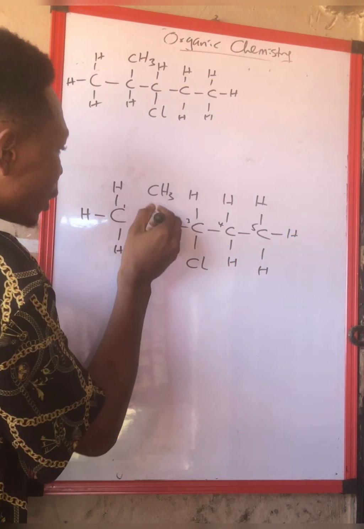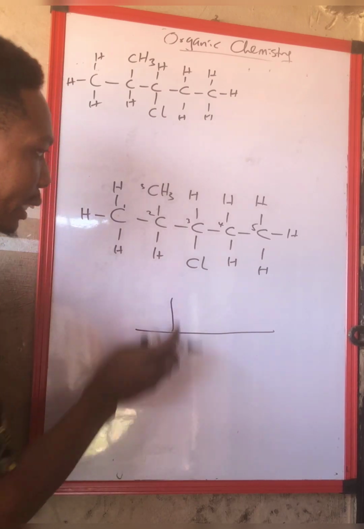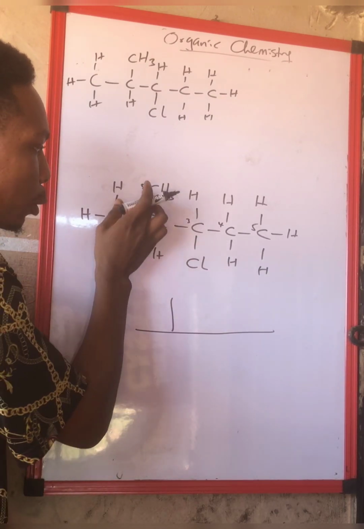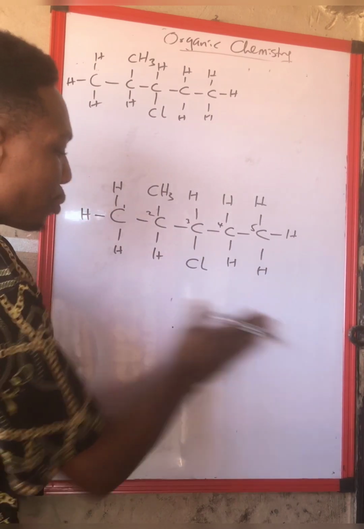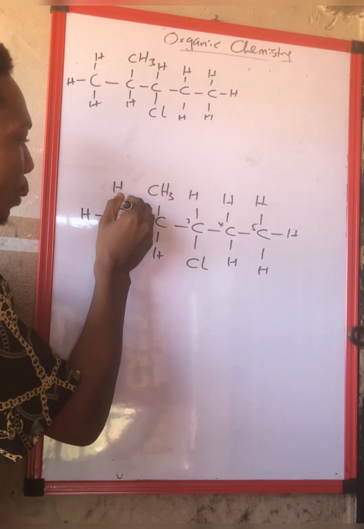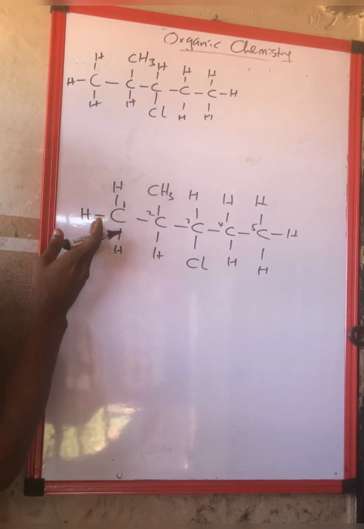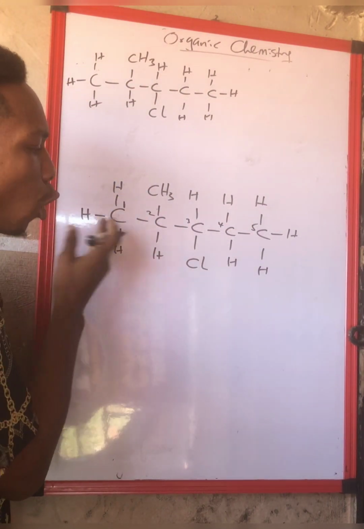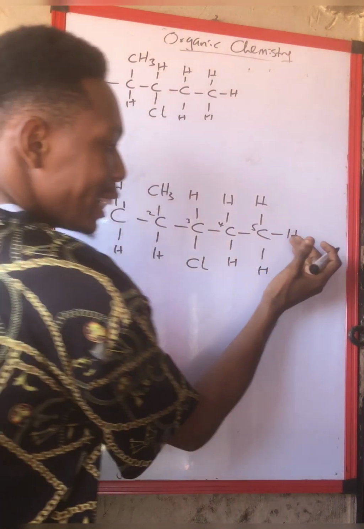this one is 1, 2, 3, 4, 5. This is 1, 2, and this is 3. So it goes like this. Okay, this is the carbon. So the longest carbon chain here is 5 and not 3. Since it's 5, you are done numbering it. And I didn't start my number from this side, I started from this side. Why do I start from here? It's because the substituent groups are closer to this side compared to this side.